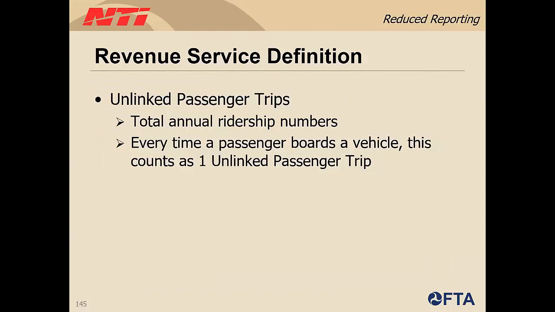Unlinked passenger trips represent the total number of boardings on your agency's vehicles while providing public transit. This should be the total boardings for the entire fiscal year that you are reporting on.